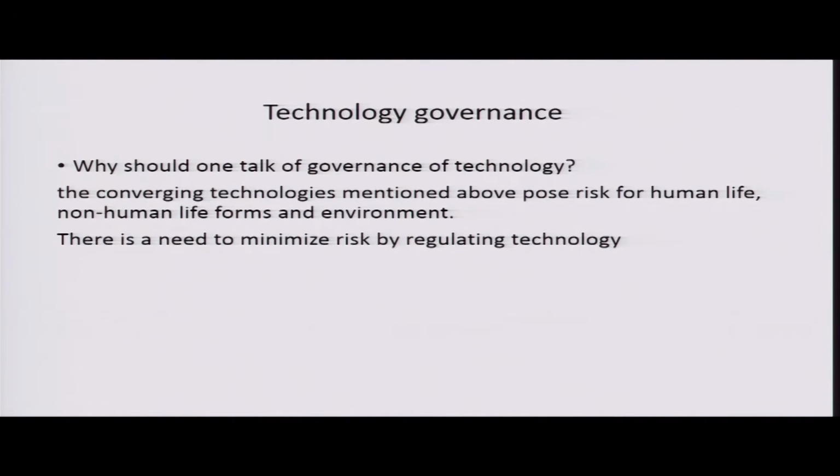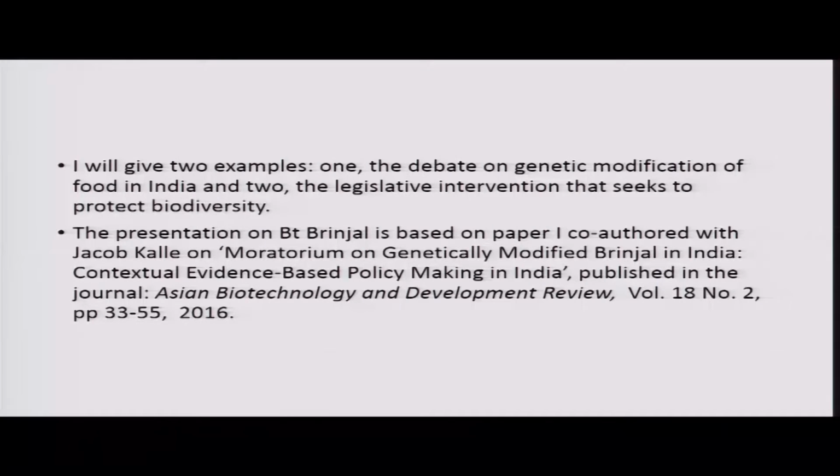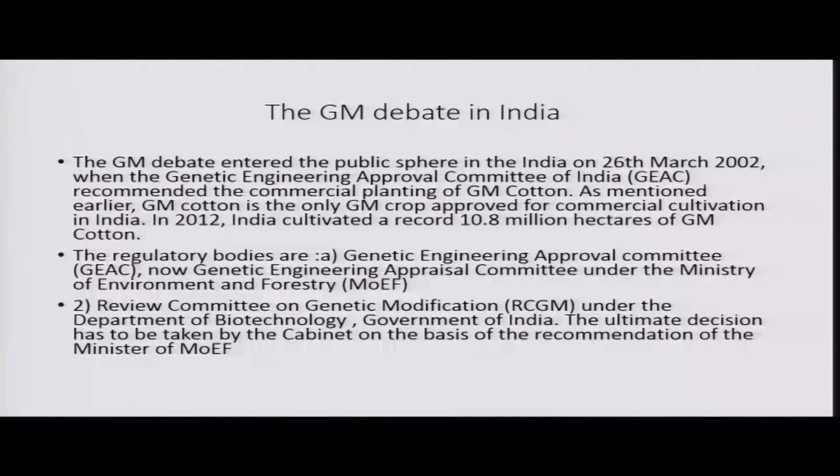And how does one go about doing it? I'll give two examples. One, the debate on genetic modification of food in India, especially genetic modification of brinjal. And two, the legislative intervention that seeks to protect biodiversity. The presentation on Bt brinjal is based on a paper I co-authored with Jacob, Moratorium on Genetically Modified Brinjal in India, which appeared in Asian Biotechnology and Development Review. And the second one is based on my own paper, which I published in Current Science on DNA barcoding in 2010. The GM debate in India.